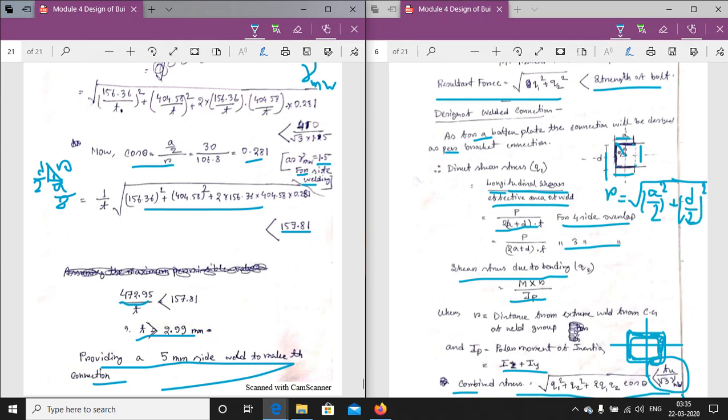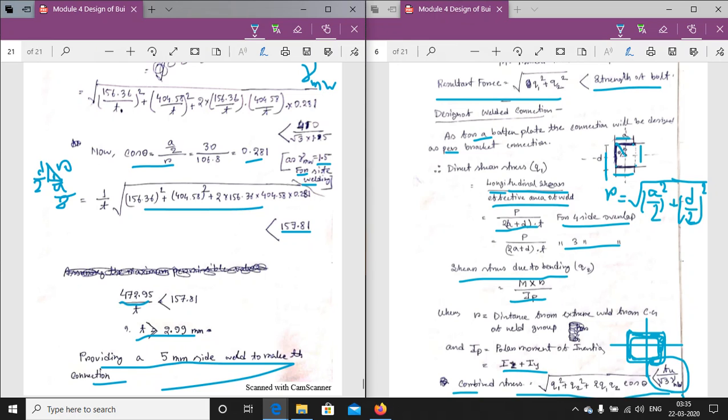So this is the design of the connection. Up to this is the design of the connection and the design of the batten plate. Throughout our lecture, it is a very long lecture and a very long video, because it is the most important part. Many maths come from this lacing and batten design. So these are the two examples that I have discussed.